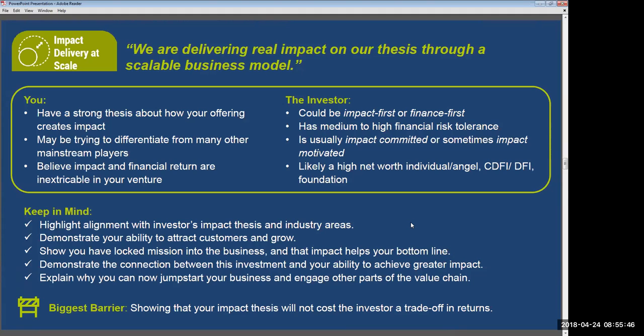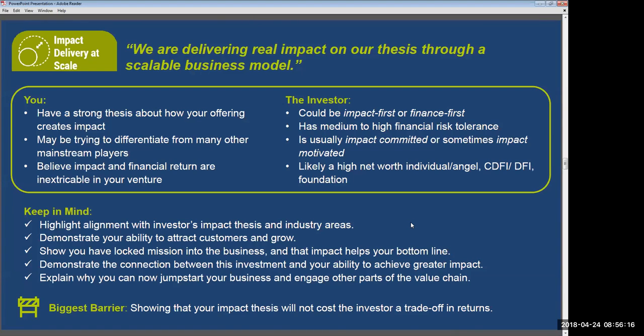And they're often someone who has a little bit more flexibility, like a high net worth individual, or an institution that has impact embedded into its mission, such as a community development finance institution, a development finance institution, or a private foundation, or a government agency, right? So somebody who really wants to see that if we invest in you, you are able to not only do something that's very impactful, but really scale it up over time.